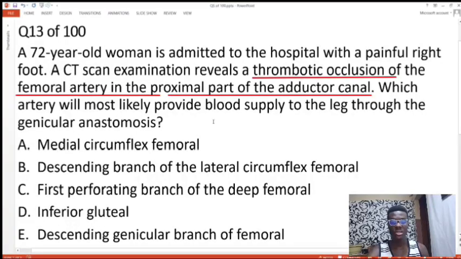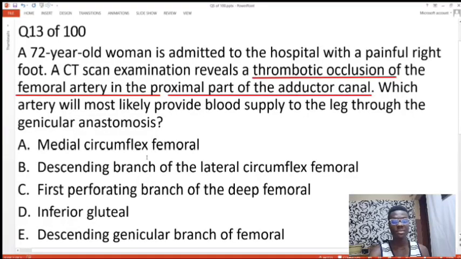So let's go to the options and talk about them one after the other. Option A, the medial circumflex femoral artery. The medial circumflex femoral artery is the major artery that supplies blood to the head and the neck of the femur. That is the basic thing it does, and it gives an ascending branch that takes part in the formation of the trochanteric anastomosis. It also gives a transverse branch that takes part in the formation of the cruciate anastomosis. So it does not give any branch to the genicular anastomosis.